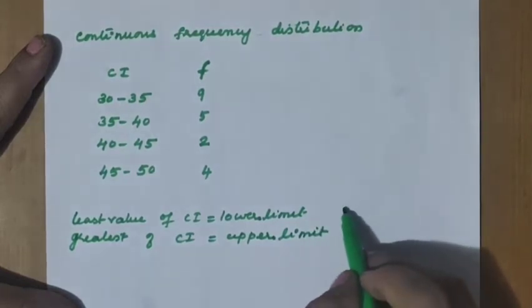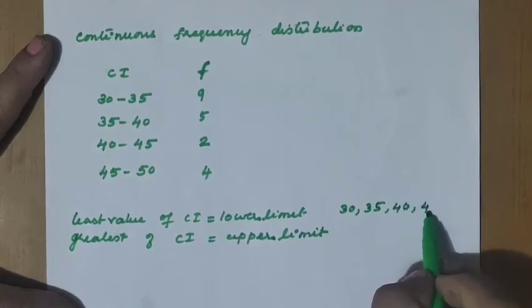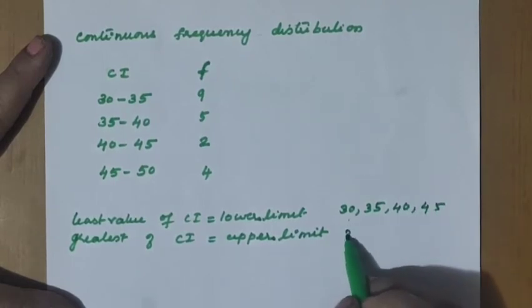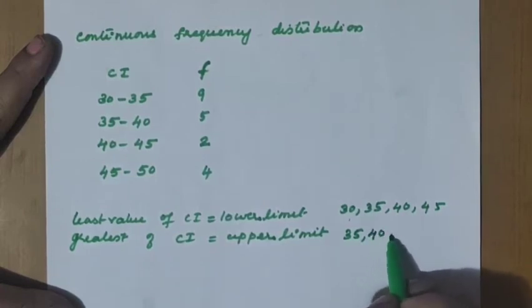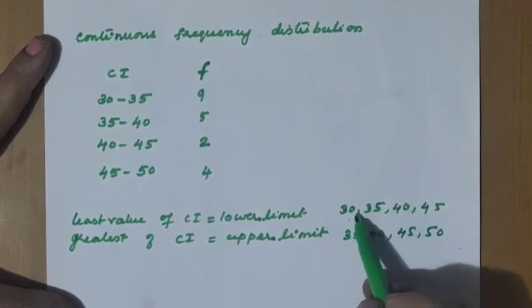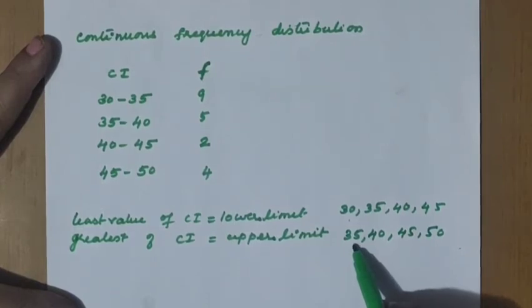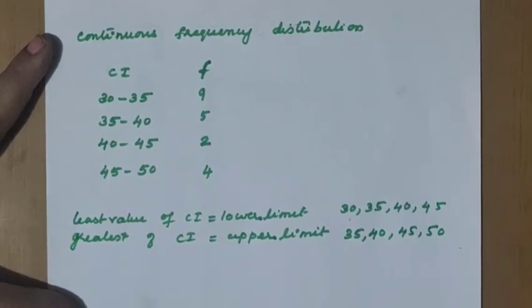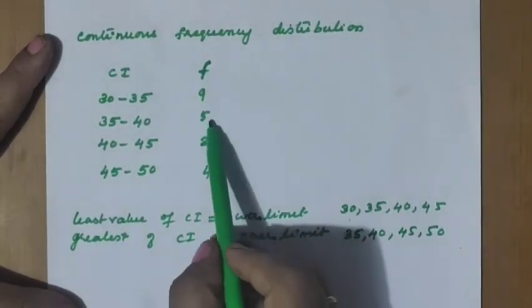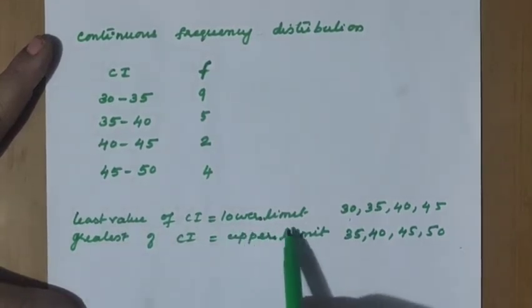So respectively they are 30, 35, 40, 45. And here 30 won't come; it starts from 35, then 40, 45 and then 50 will come. So we got the lower limits of the first, second, third and fourth class intervals. The upper limit of the first class interval is 35, second is 40, third is 45 and the last one is 50. Correspondingly the frequencies are 9, 5, 2, 4. Frequency means the number of times each observation is coming. So now we have the terms lower limit and upper limit.